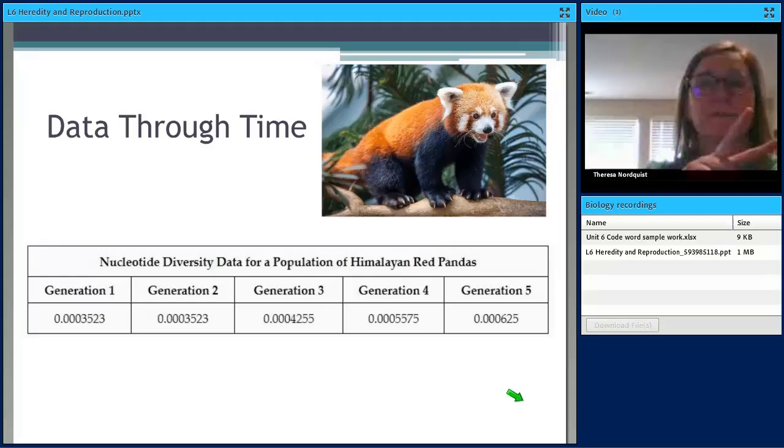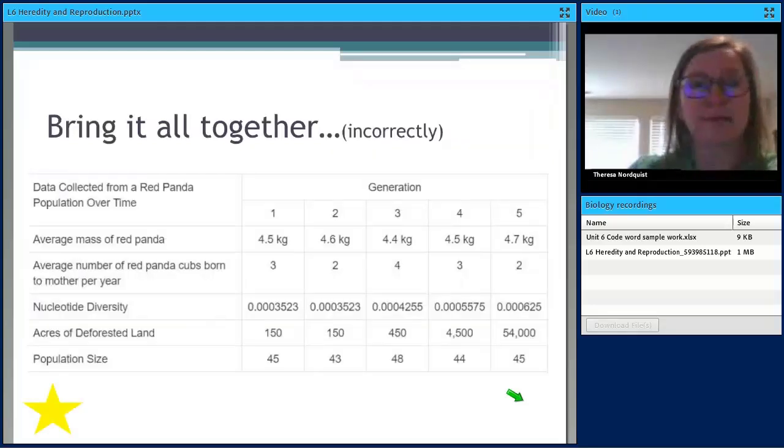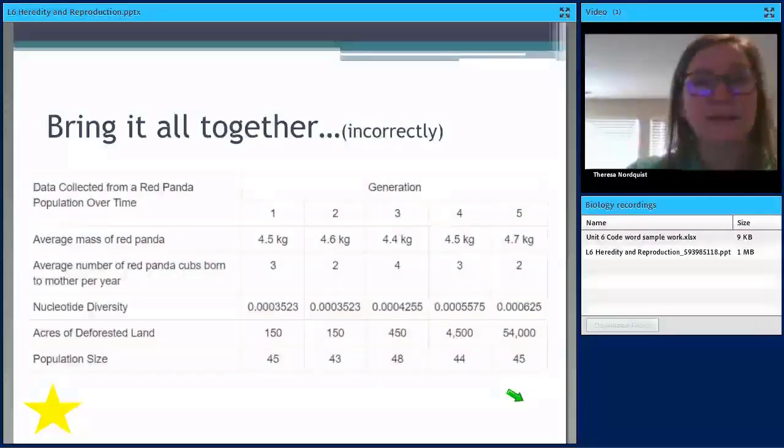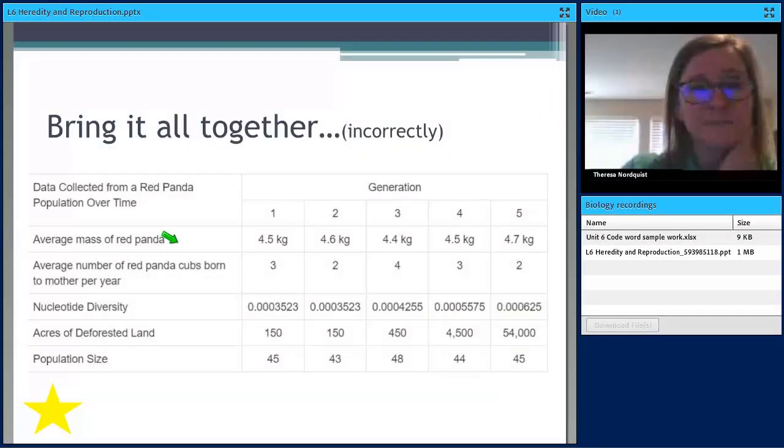Okay, so those two graphs I just showed you, the first one and this one, are in the lesson. Well, this graph shows up in the quick check, and there's a couple questions about it. And this graph is kind of like bringing it all together, like I said, incorrectly. But in this graph, we're looking at the Himalayan pandas and their population over time. So we're looking at generations, our independent variable. One of our independent variables is time. They're looking at the average mass of the red panda. So their size is not changing. The average number of panda cubs born to a mother each year, so that would be the average. So it changes, but no big trend in change.